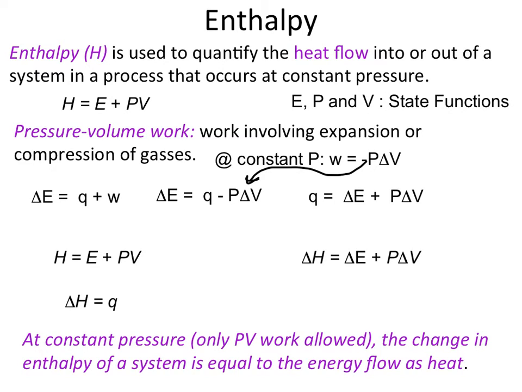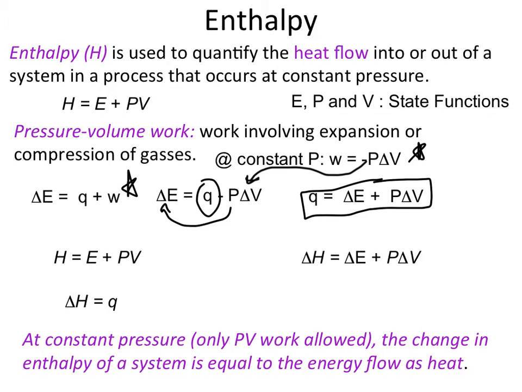And then if we look at this equation and rearrange to solve for Q, we're going to end up with Q being equal to delta E plus P delta V. And that's what we get right here. So utilizing the pressure volume work equation, that W equals negative P delta V, and plugging it into the internal energy equation, we can get the relationship between our heat value, our Q value, our change in energy, and our work associated with pressure volume work changes.